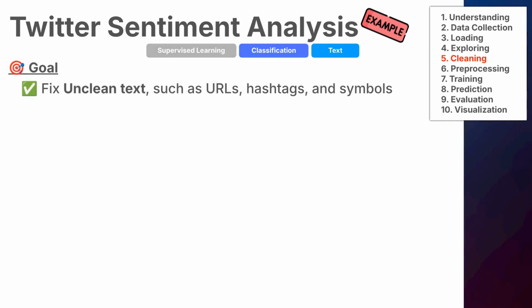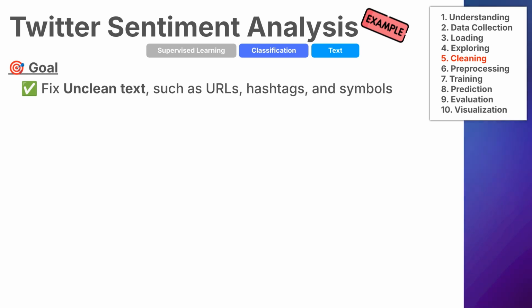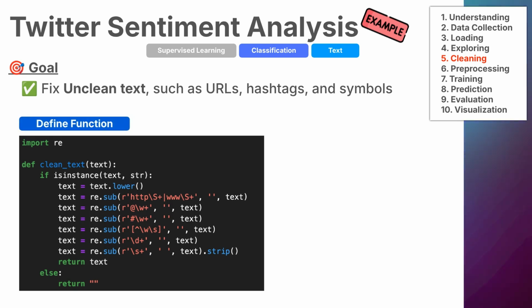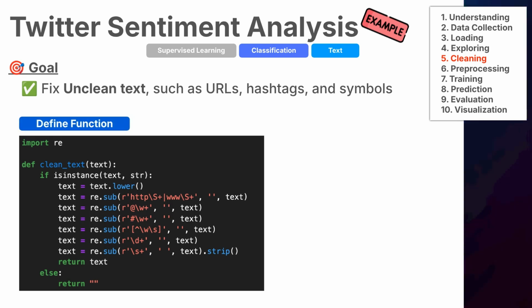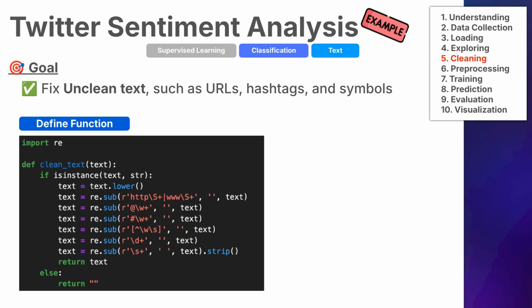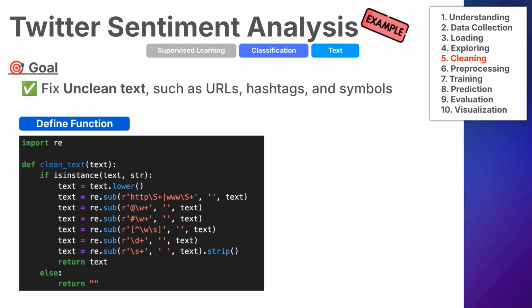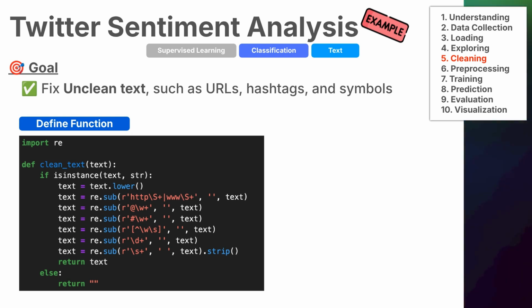Another essential part of the cleaning step is cleaning the text, especially for NLP tasks like sentiment analysis. The goal is to fix unclean text, such as URLs, hashtags, and symbols. Let's create a function called cleanText to normalize and clean the raw tweet content. The function first checks whether the input text is a valid string using the isInstance method. If not, it returns an empty string to avoid errors when processing non-text data. The lower method transforms all characters to lowercase. This ensures that words are treated the same, reducing unnecessary variation.